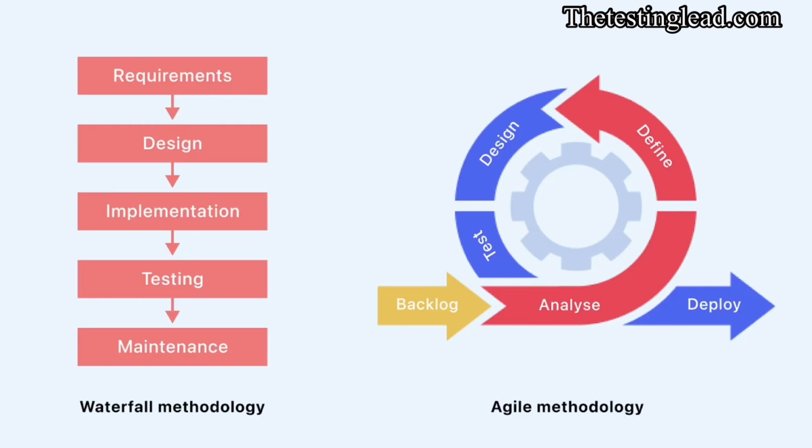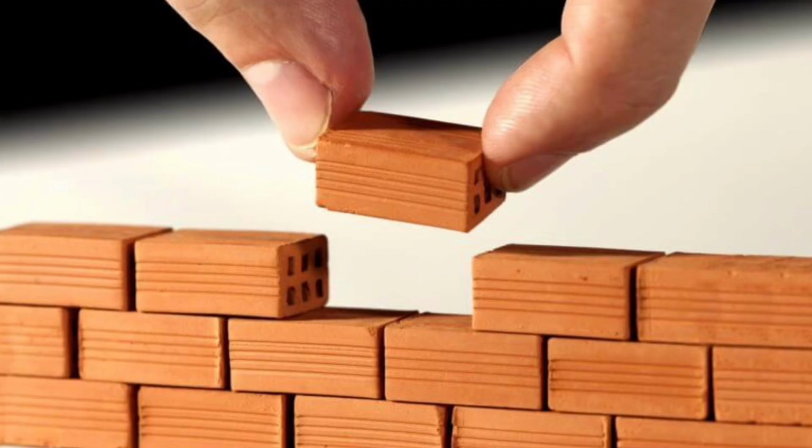Agile methodology transforms this approach by embedding QA activities within each iteration or sprint, ensuring that quality is built into the product from the beginning.